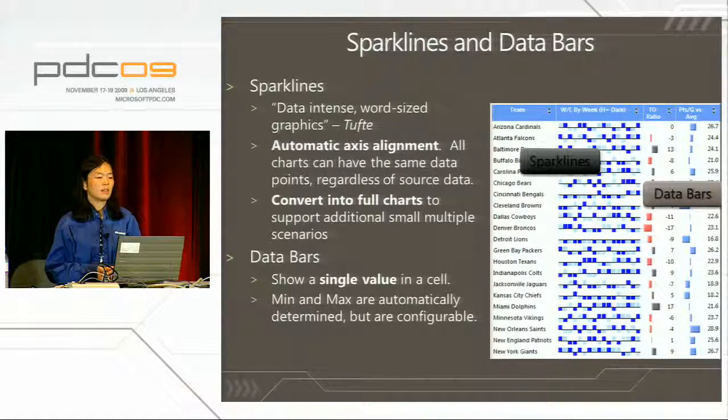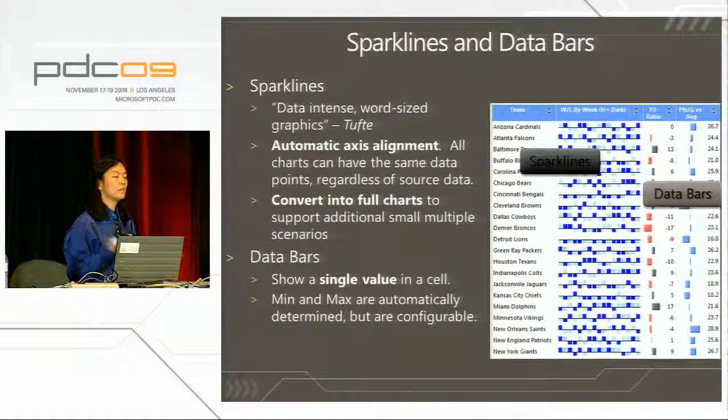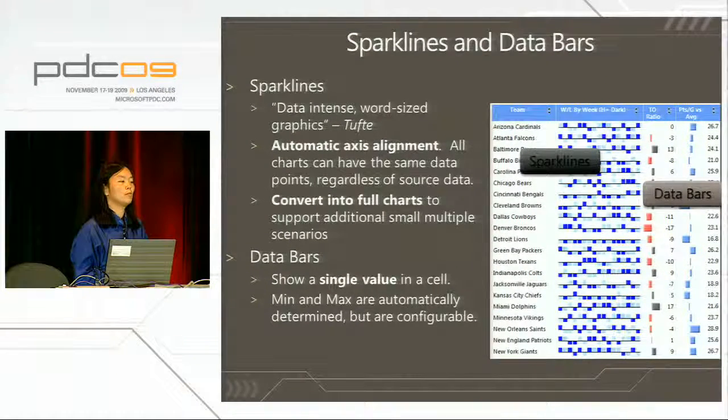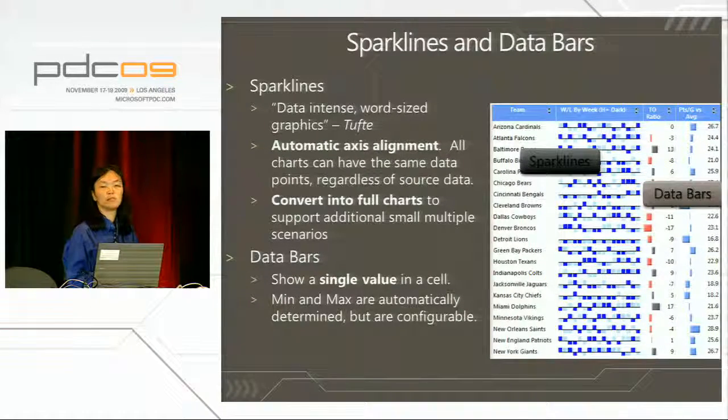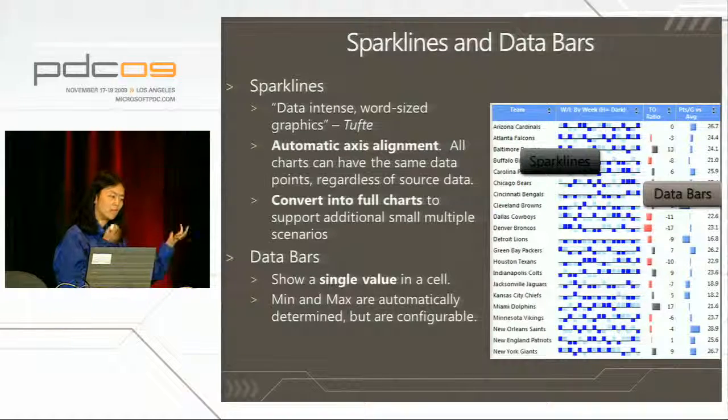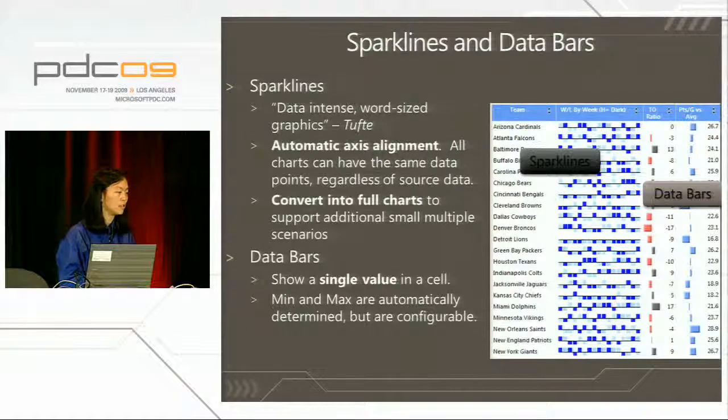The next thing is data bar. A data bar is really just a bar chart, and it shows a single value in a cell. You could do it before in R2, but again, we actually added a min and max automatic calculation, but they are also configurable if you want to override those defaults.